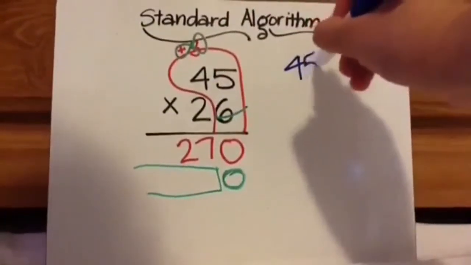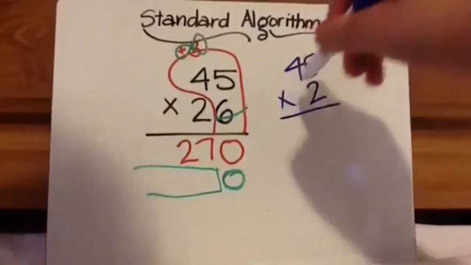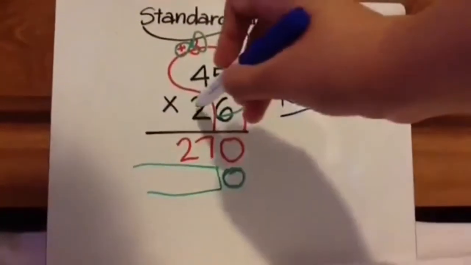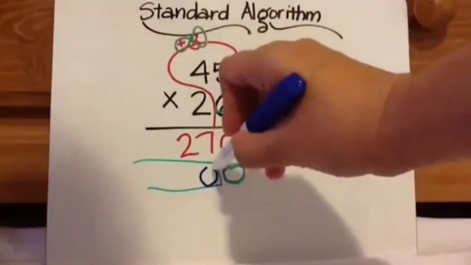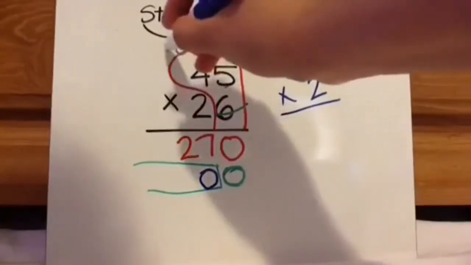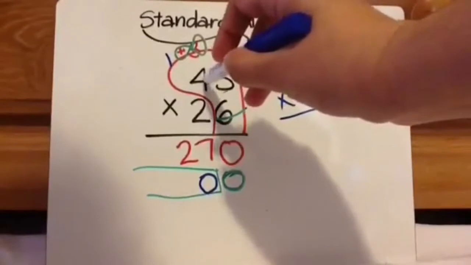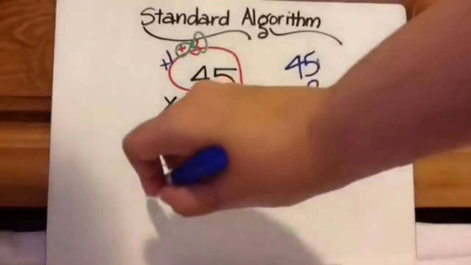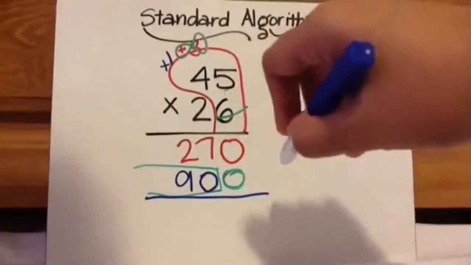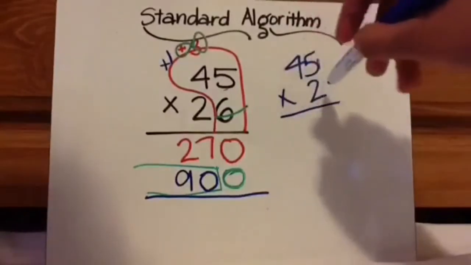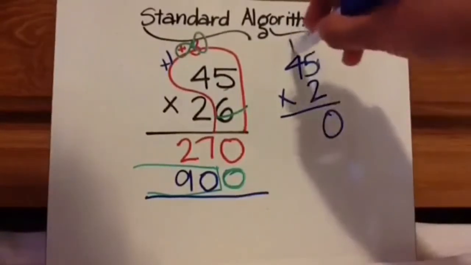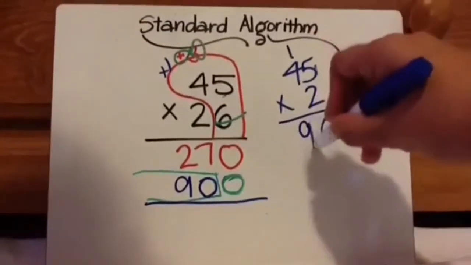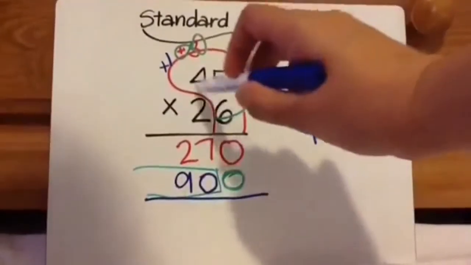So now that we've done that, step 3 is 45 times 2. Now you need to visualize what it looks like. Don't do 4 times 2 first. You need to do 2 times 5 first. So 2 times 5 is 10. Carry the 1. 2 times 4 is 8. Plus 1 is 9. So 270 plus 900. I want you to look over here. If I did 45 times 2 separately, 5 times 2 is 10. 4 times 2 is 8 plus 1 is 9.